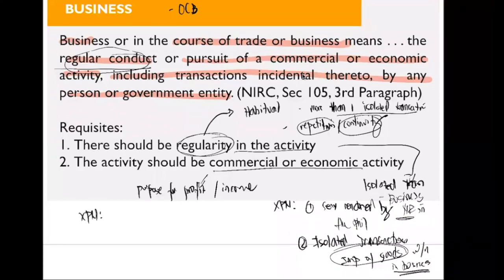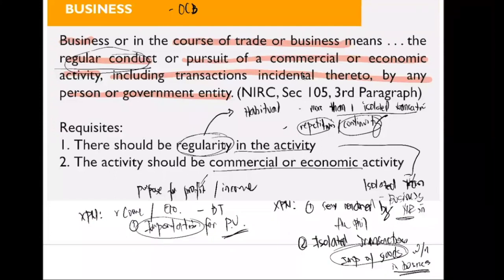So here, pag sinabi natin exemption, even if it is not a commercial or economic activity, it is still subject to business tax. So what are the exemptions? The first exemption is importation for personal use. Take note, this one is for personal use, but since it is an importation, it's still subject to business tax. Okay? So personal use siya, hindi for commercial or economic activity, but still subject to business tax.